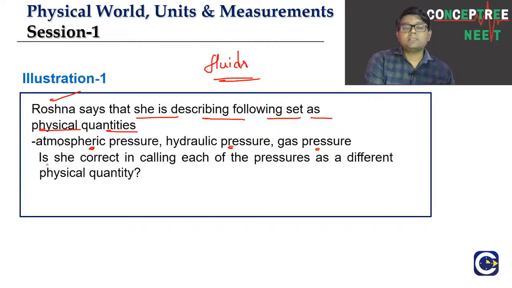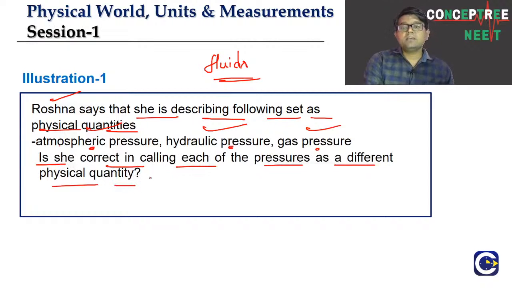A question: is she correct in calling each of the pressures a different physical quantity? Maybe you can just type the response over there. She's saying that atmospheric pressure, hydraulic pressure and gas pressure are all different physical quantities. The question is, can she call each of them a different physical quantity? Can we classify atmospheric pressure, hydraulic pressure and gas pressure as different physical quantities? Think about it, students. Can we do like that?